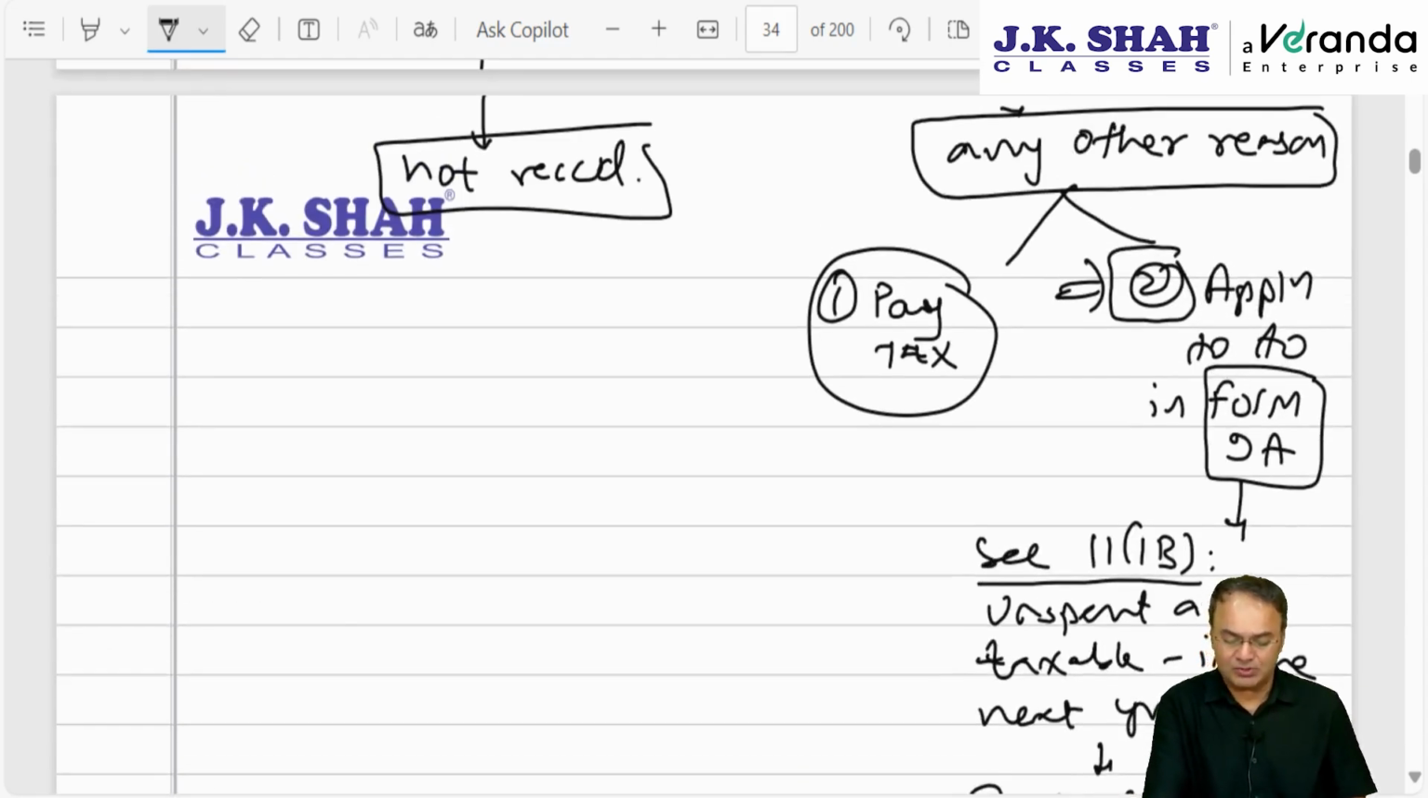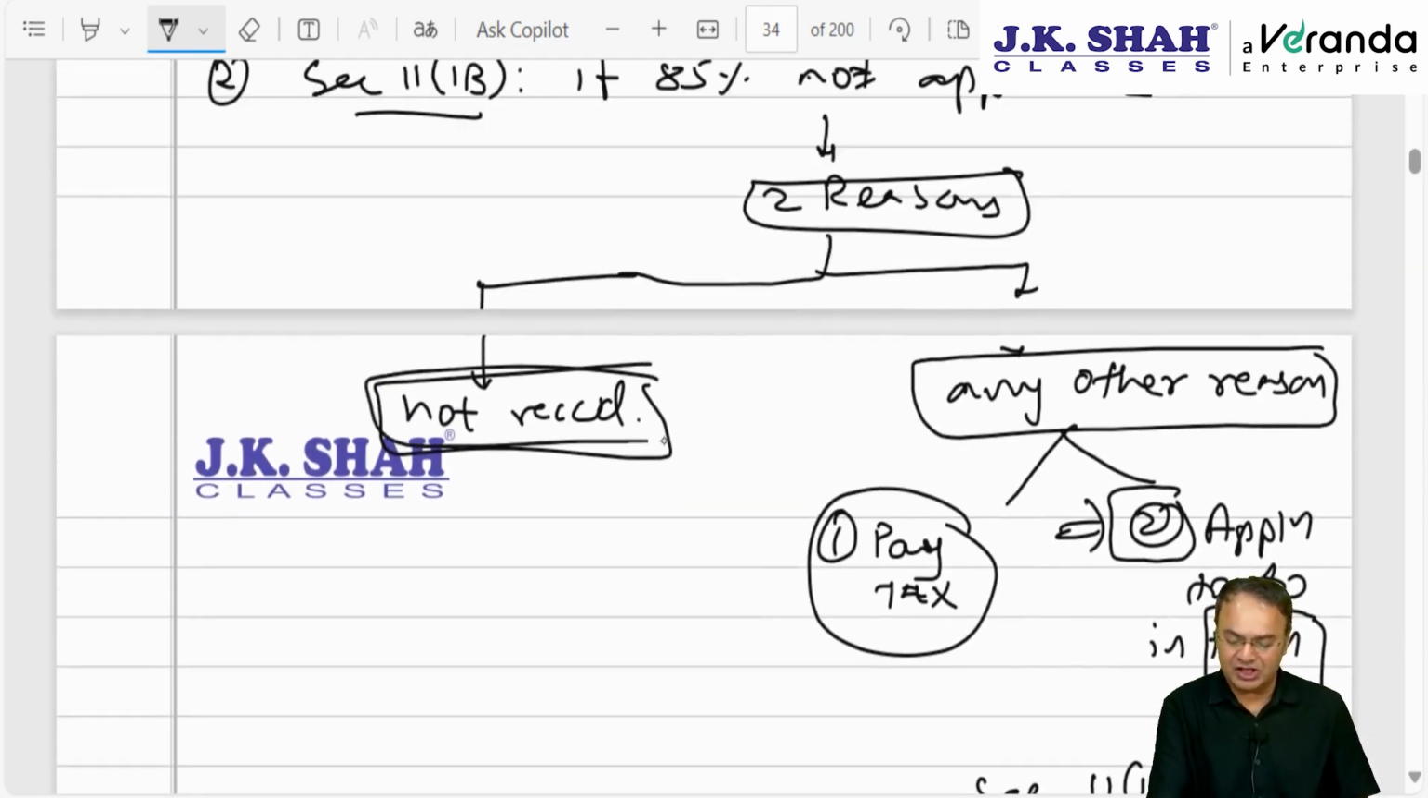And the second possibility is this: if it was not received, then we know pretty well what to do. What do we do if not received? An assessee trust is following the accrual system, whereby this amount not received was considered as income. If it was already considered as income, then remove it from the current year income and add it in the income of that year in which it is actually received.